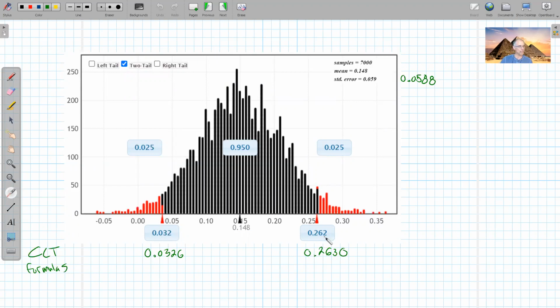26.2% more, 22.6% more people died if they had infection than not. The central limit theorem formulas that we applied in the spreadsheet were pretty close to these values, 3.26%, 26.3%. They're in the ballpark of each other.